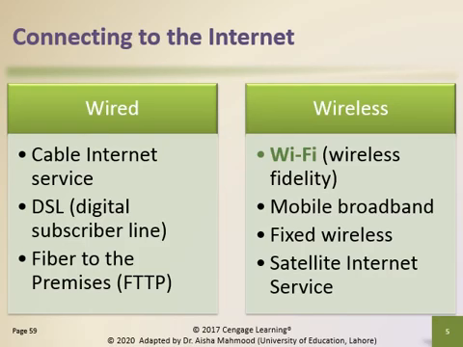Now we'll talk about the wireless technologies. So on your right, you can see the wireless technologies. Number one is Wi-Fi, and that uses radio signals to provide high-speed internet connections to computers and devices with built-in Wi-Fi capability or a communications device that enables Wi-Fi connectivity.